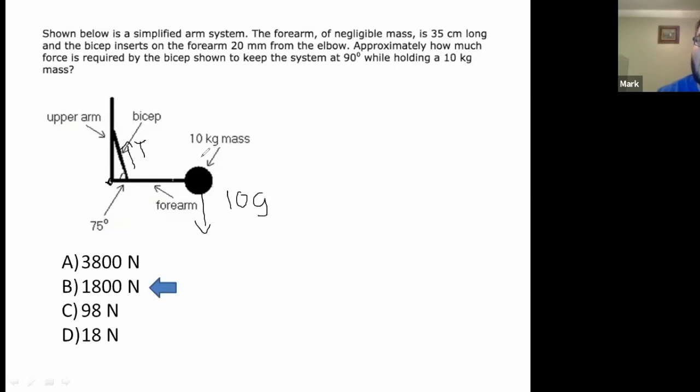And we try and always use meters. So this 35 centimeters long is 0.35 meters away, my bad. This force is being applied 0.02 meters away, right? And it's applying an upward force.